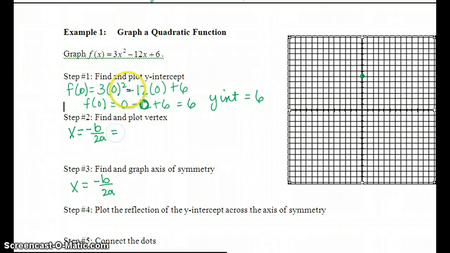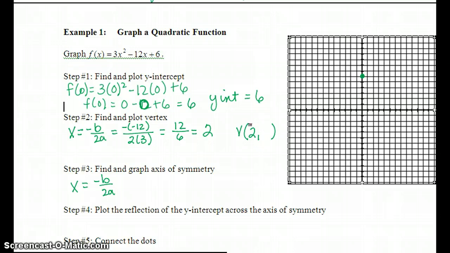And so the b part of this is negative 12, so negative times negative 12. And the a part of this is 3. So I plug that in, and I get 12 over 6. And so what I'm going to get is a 2 for my x part of the vertex. So remember I said a vertex is an x and a y. So I've got the x part.